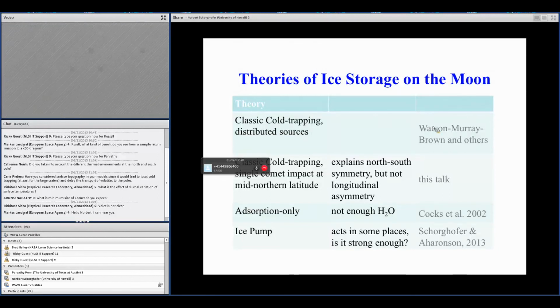And so, I don't think we have a satisfactory explanation yet why the ice is where it is. None of these, I think, is truly satisfactory.